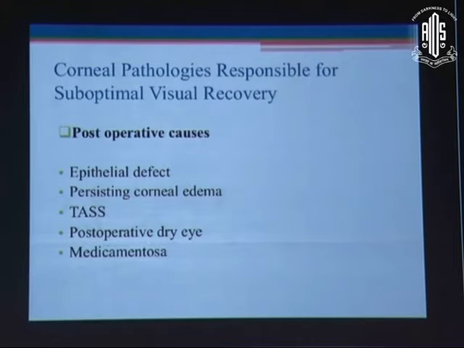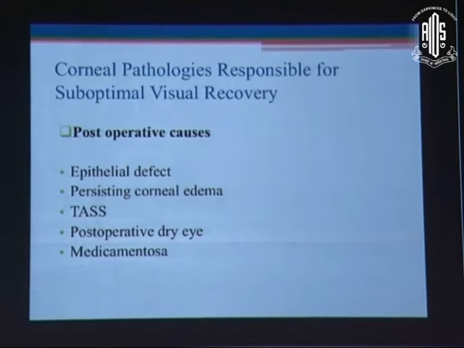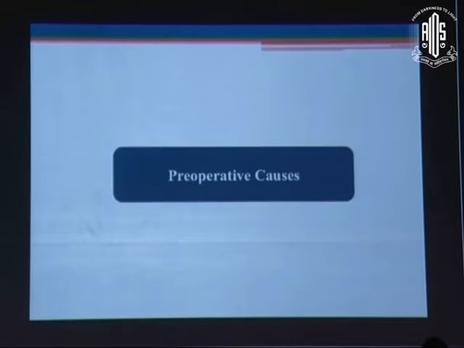Post-op, again, persistent epithelial defects, sometimes persistent corneal edema, which is so common in patients with compromised endothelium. You have TASS, which is not very common nowadays, but still is a culprit for corneal problems. You have post-op dry eye or ocular surface disorder, then medicines which can produce epithelial toxicity in your patients.